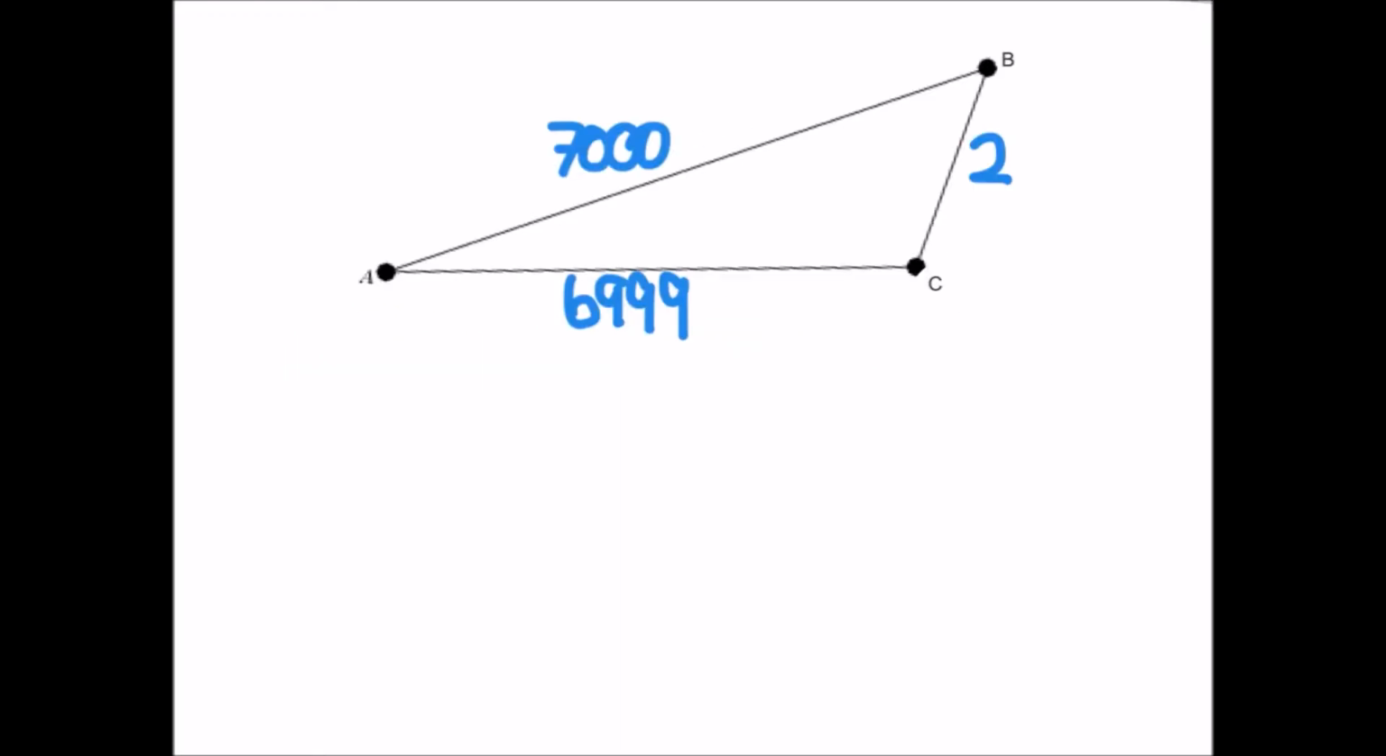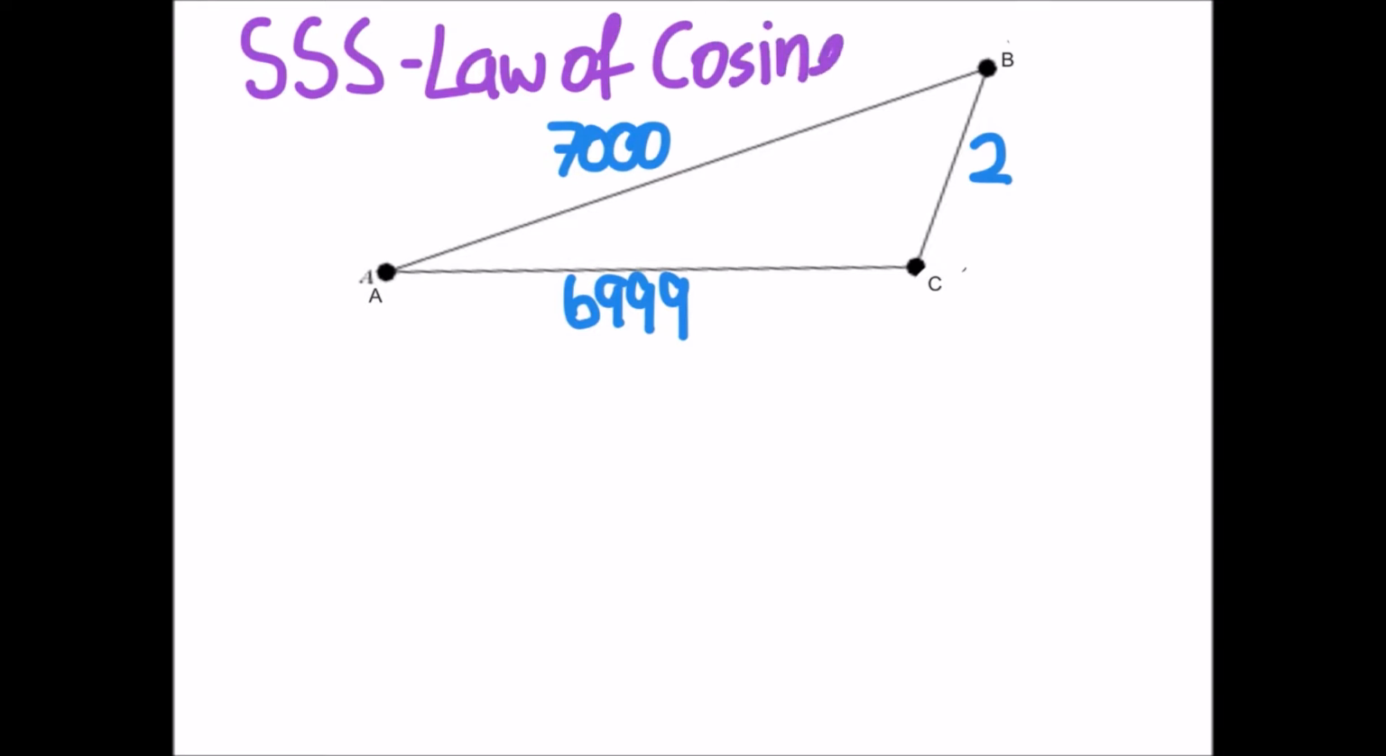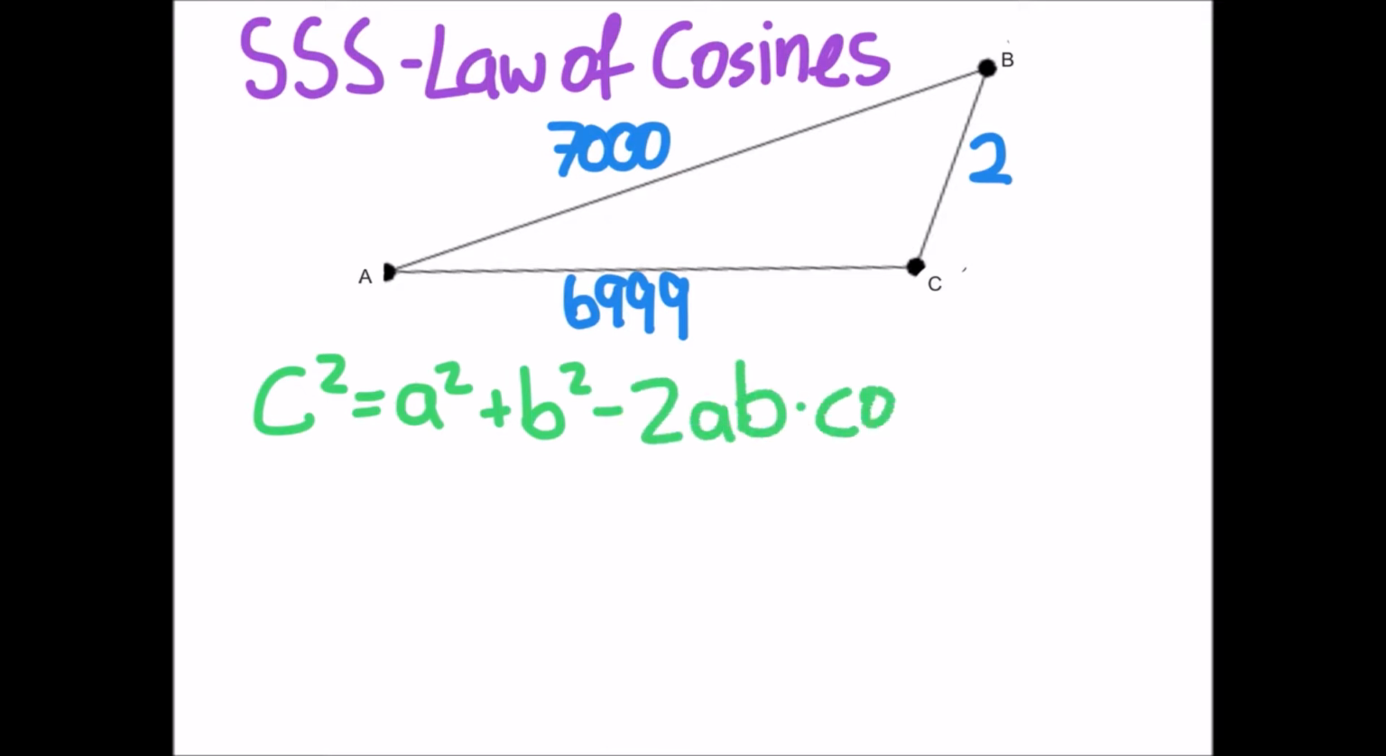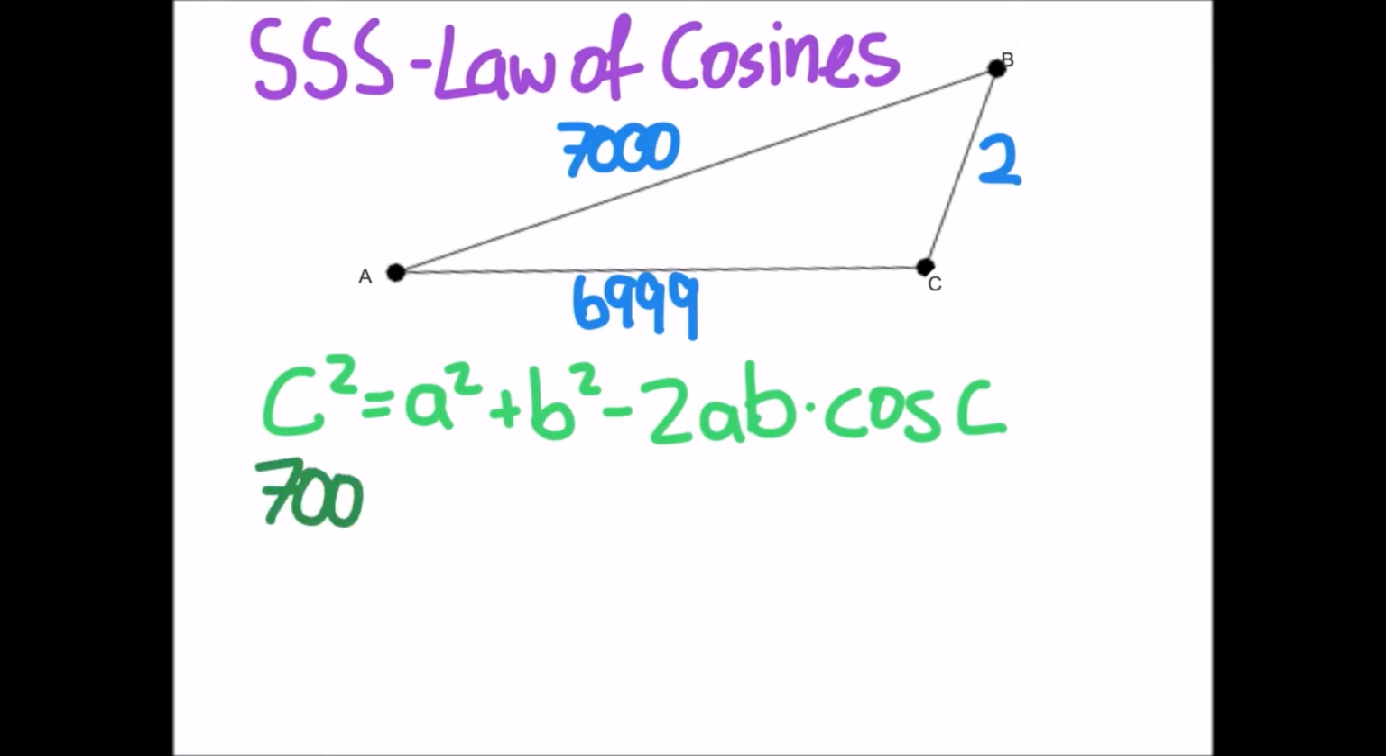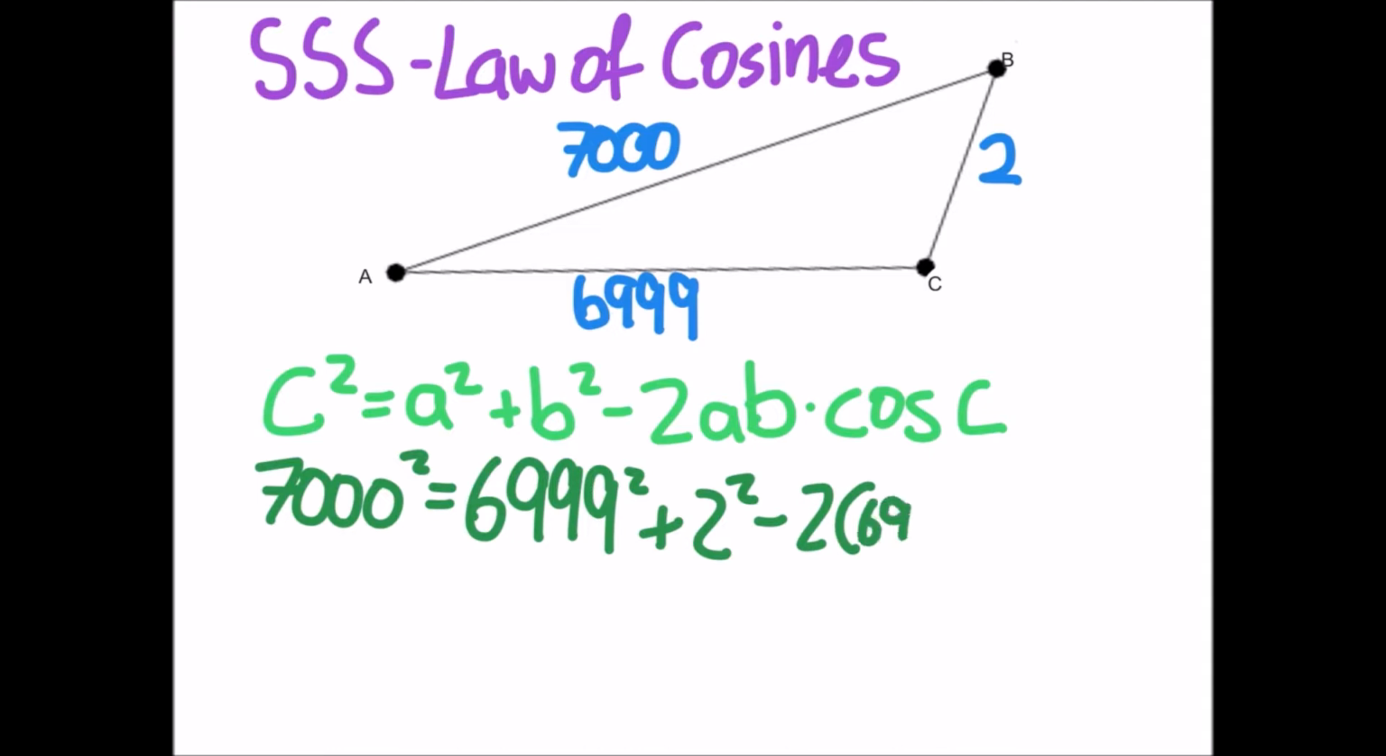Let's start by drawing out what we have already been given. We know that the three side lengths are 7,000, 6,999, and 2. We know that when we have a side-side-side triangle, we can use the law of cosines to solve for the largest angle. If we remember correctly, the law of cosines is c squared is equal to a squared plus b squared minus 2ab times the cosine of C. So we can go ahead and plug in 7,000 for c, 6,999 for a, and 2 for b.